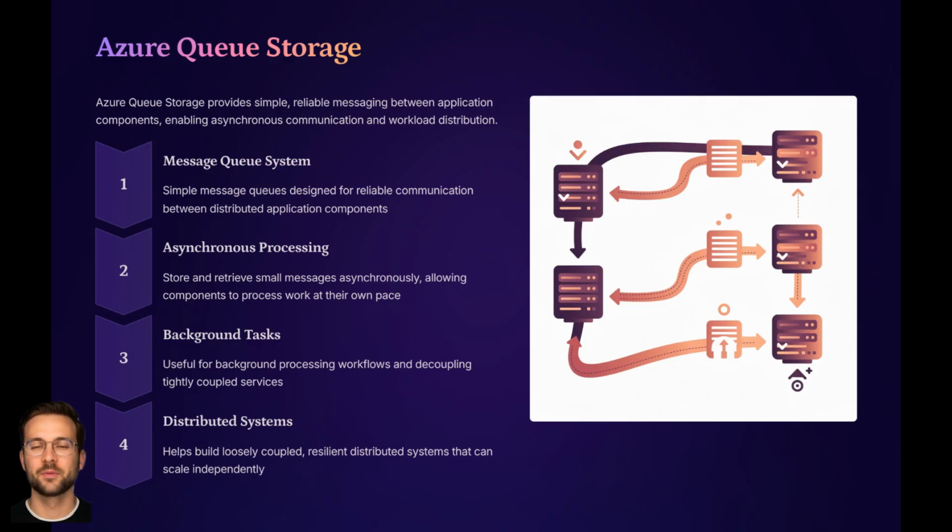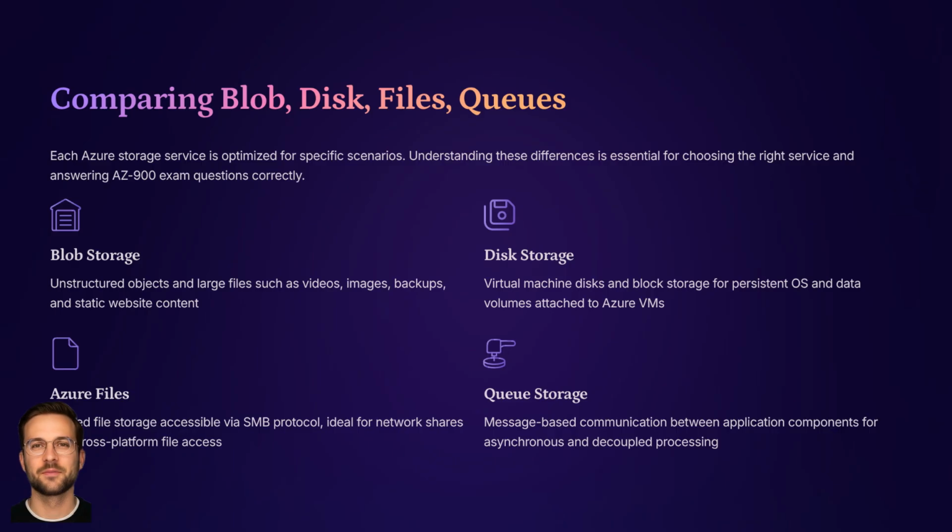Let's now compare these 4 storage options at a high level. Blob Storage stores unstructured data as objects, blobs. Great for large files, backups, and static content. Accessed over HTTP or HTTPS. Disk storage provides virtual hard disks for VMs. Used for OS and data disks. Block-level storage attached to virtual machines.